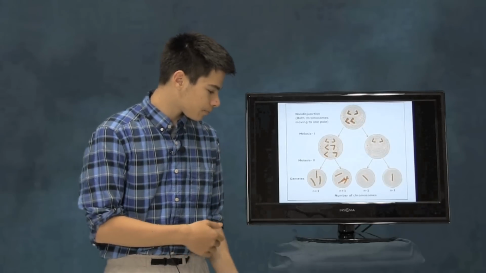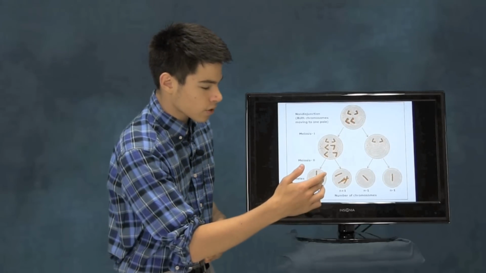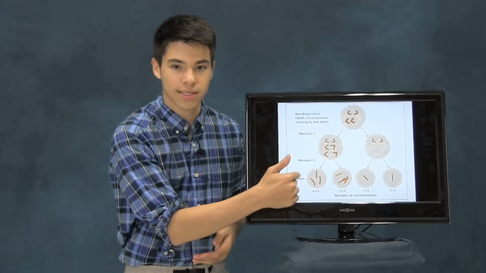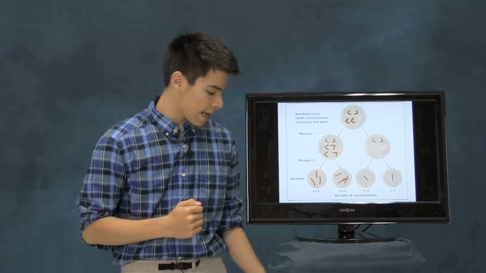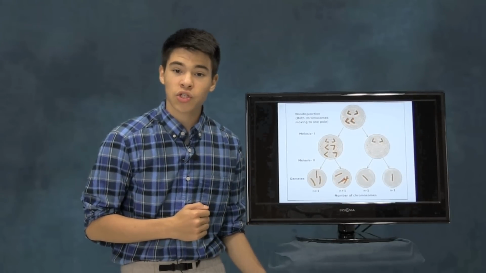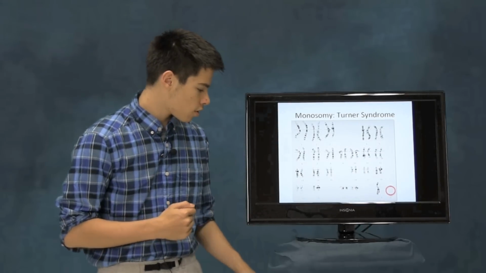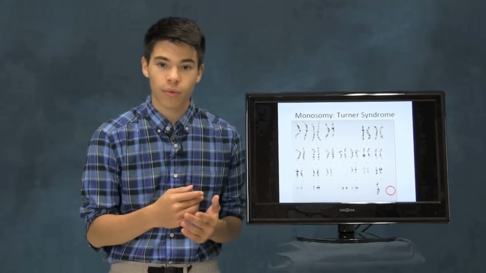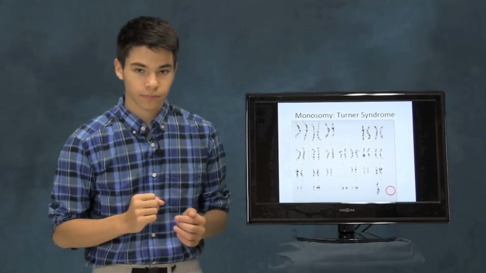Looking back at our diagram of non-disjunction, we've discussed a trisomy, which is when there's 1 extra chromosome in the sex cell. But what if we're missing a chromosome? That results in a monosomy. And the only survivable monosomy in humans is Turner syndrome. So Turner syndrome occurs when only the X chromosome is present.